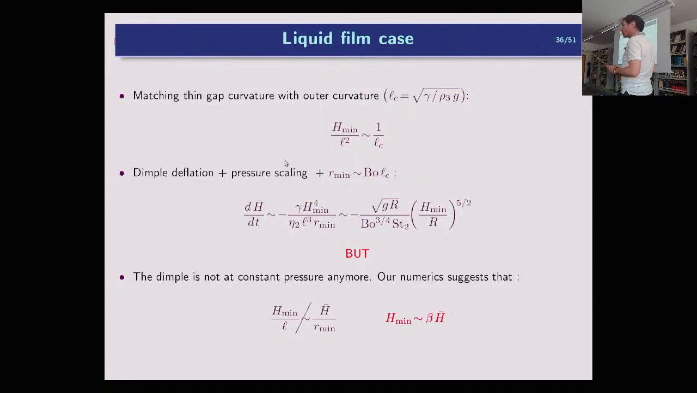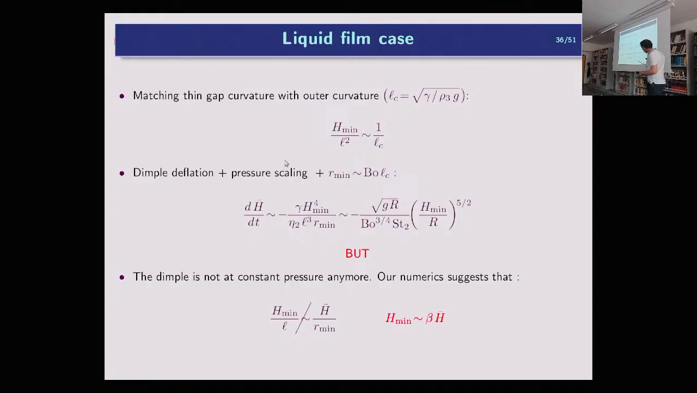So we can try to redo the same scalings. We match the curvature of the thin region to the outer curvature. We use the lubrication equation and use the scalings in the gas film. The problem comes from this equation because we cannot match the slope to the inner slope anymore. What we observe numerically, and we don't have any clue for this, is that the minimum height scales like the mean height.